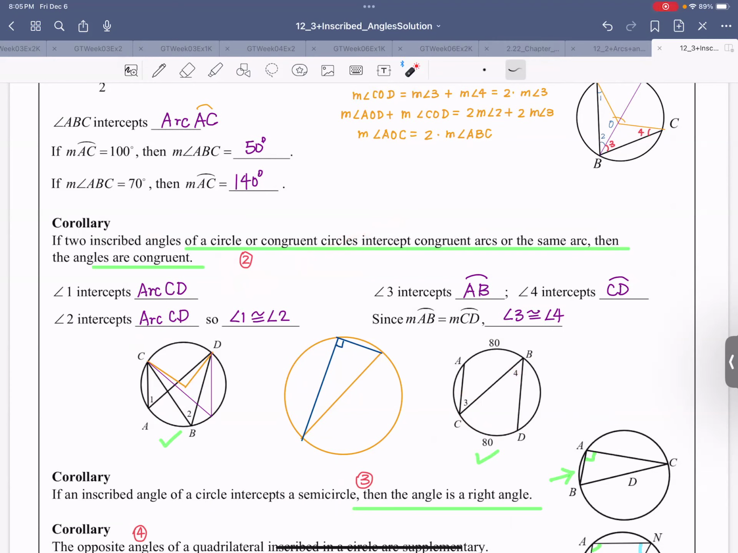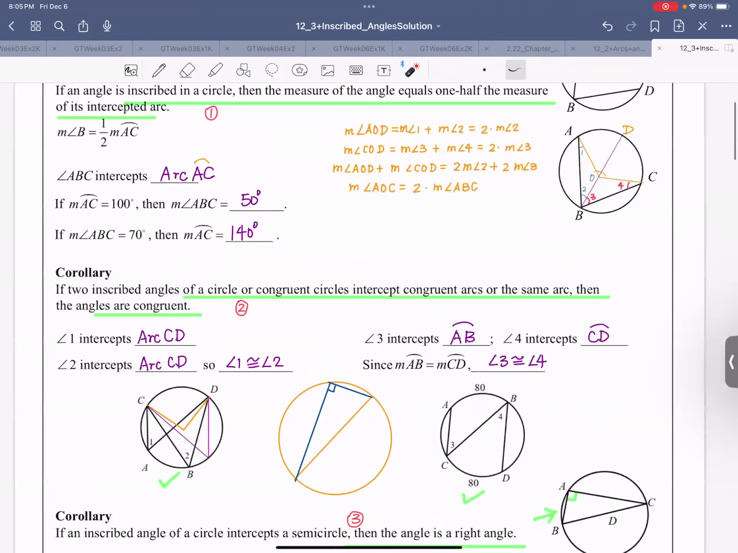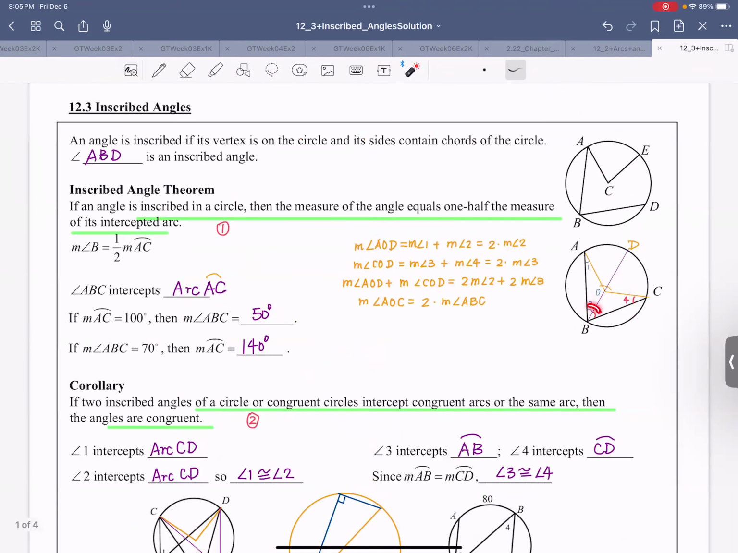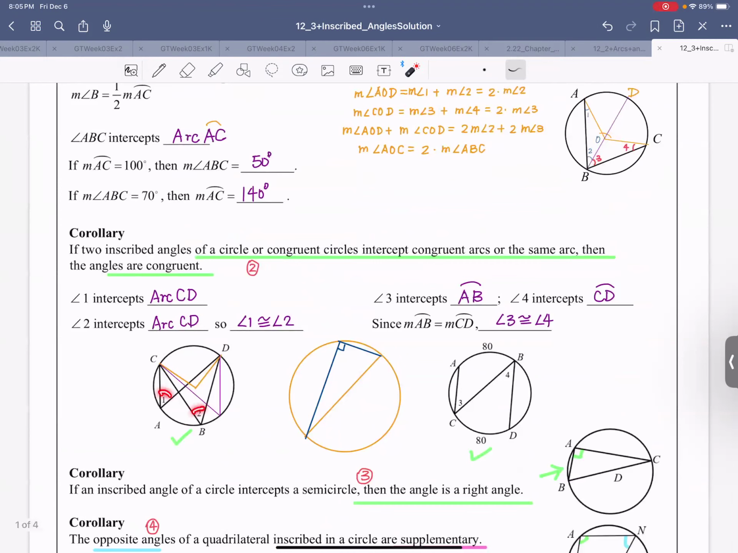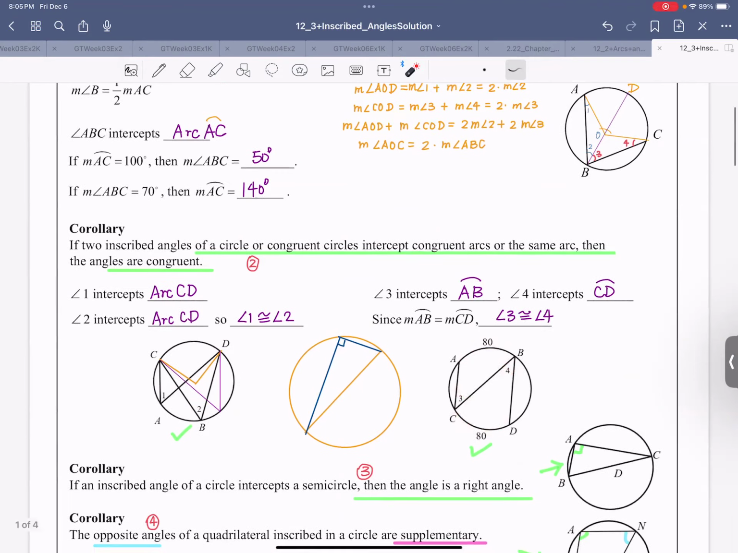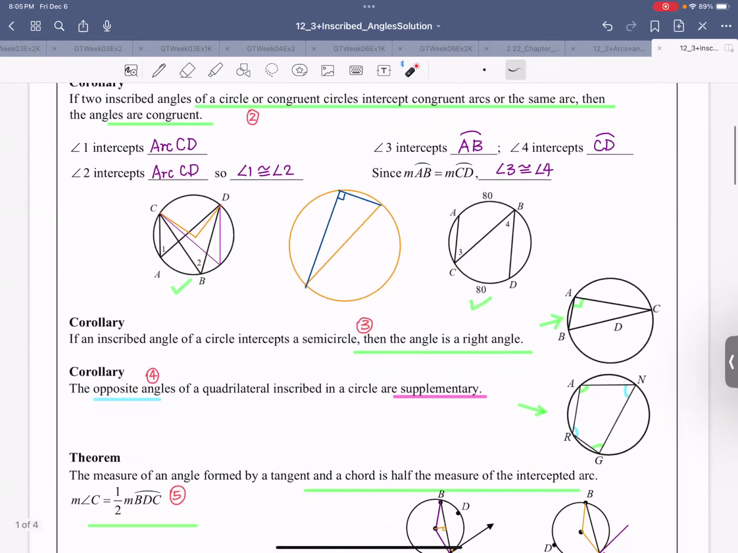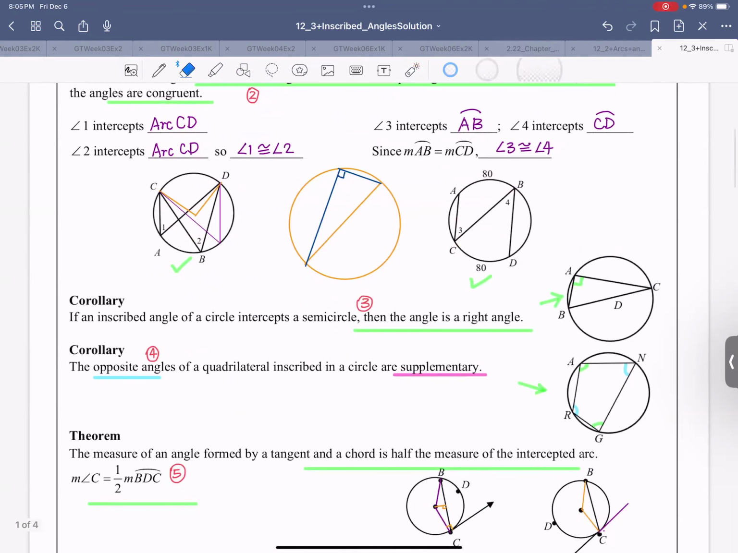Did you guys notice that things become harder, right? More and more higher level concepts come. Remember, this is half of this. This and this and this are all equal. That one equals that one, so this one equals this one. This is number 2. Next.